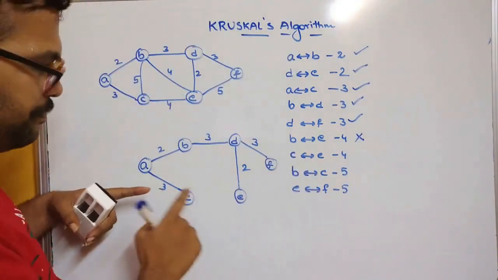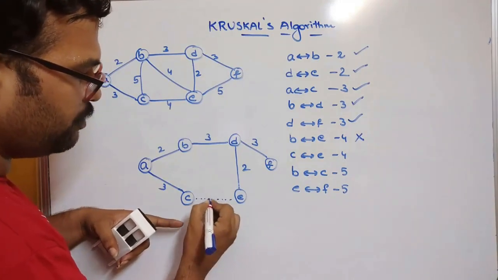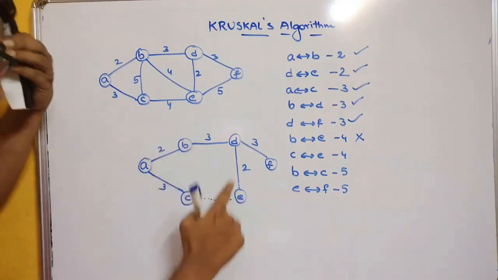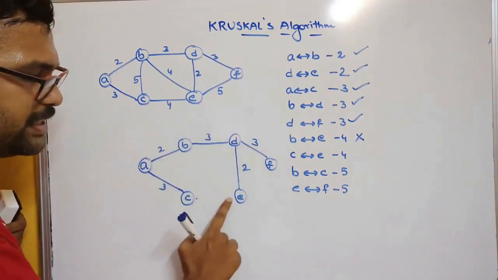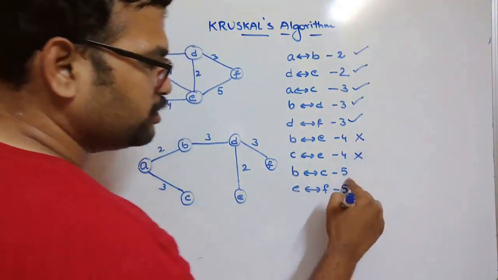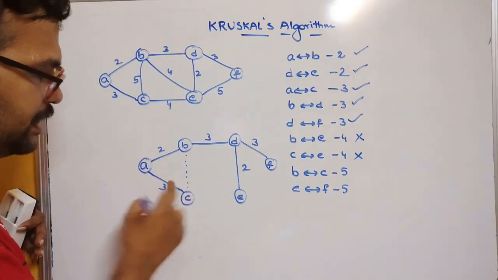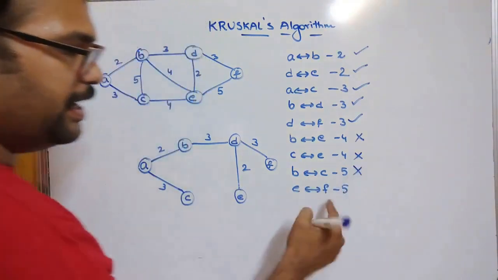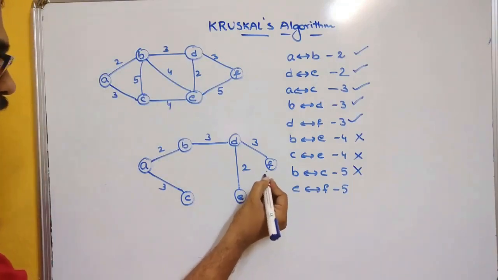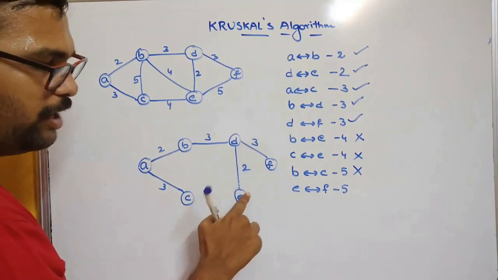C to E. Again, if you give an edge, it forms a cycle, right? A, B, D, E, C, A. So we have to reject that. B to C. Again, if you form an edge, it forms a cycle. So we have to reject. E to F. If you consider the edge here, again it forms a cycle. So you have to reject.